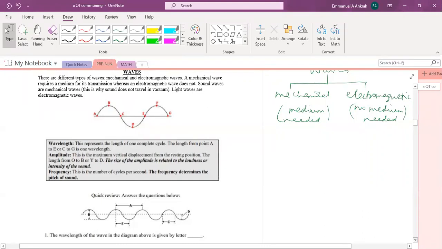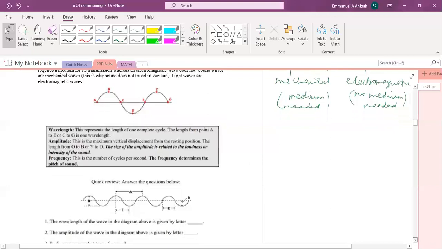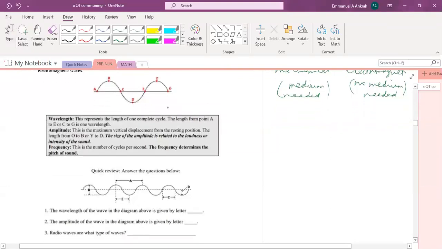Now, every wave has these characteristics that I want us to discuss. And you should be able to identify those characteristics when given. And the first one is the wavelength. So let's draw out the wave. Every wave has what we call a sinusoidal curve. It goes like this, up and down like that.